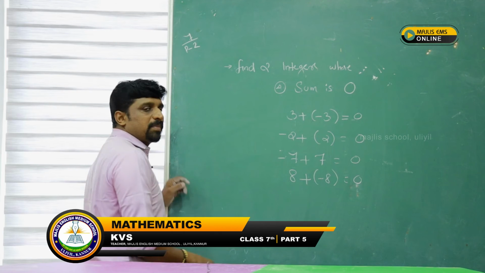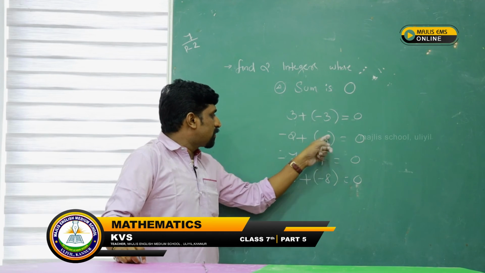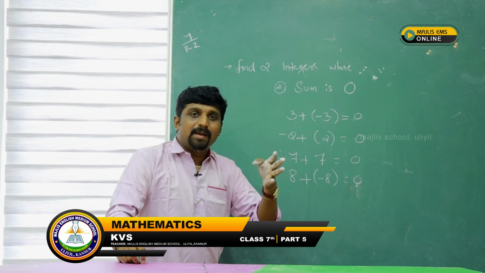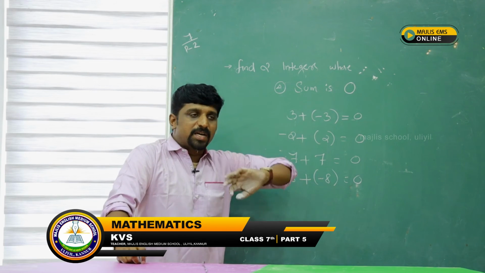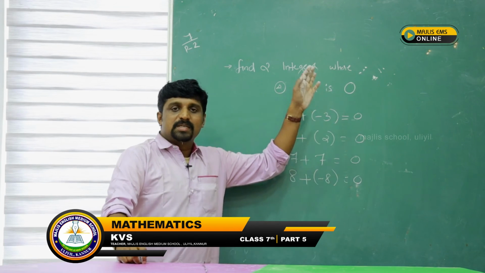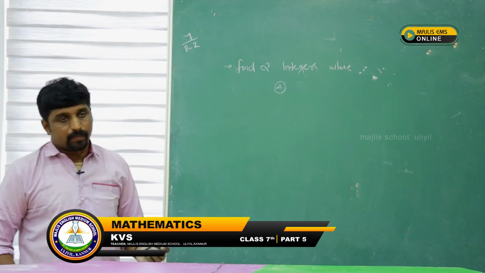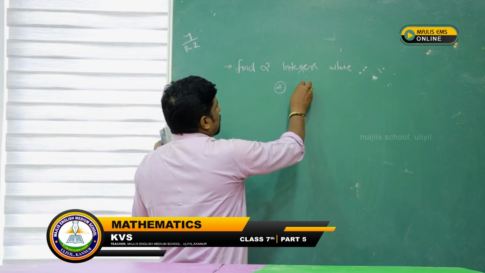When we take the different symbol, here 3 and minus 3, minus 2 and plus 2, minus 7 and plus 7, plus 8 and minus 8, like that. Same number with a different symbol. After addition, always we get 0. Okay. One more I can give you.